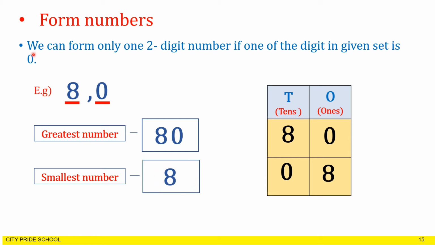So that's why, what is the definition here? What they're saying is we can form only one two-digit number if one of the digits in the given set is 0. So in the given set, if there is one number which is 0, then we can form only one two-digit number, and then here we get only a one-digit number, right?